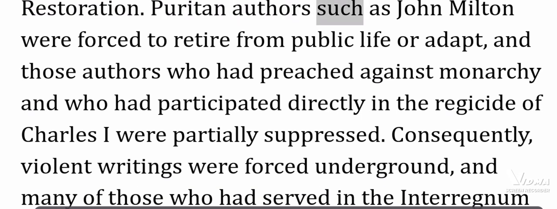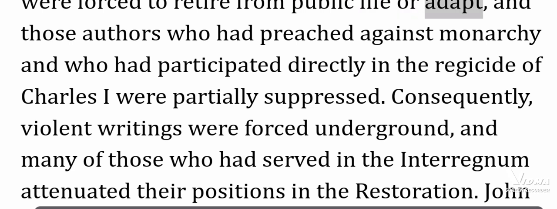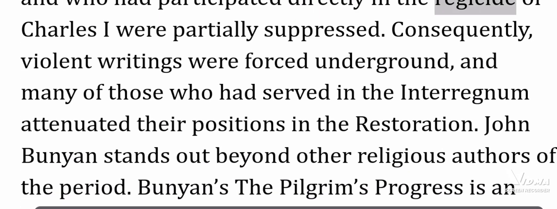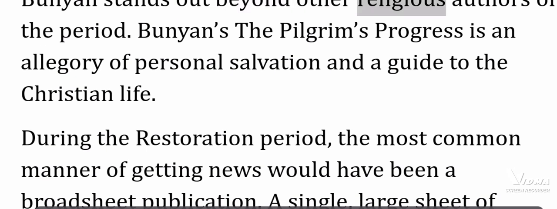Puritan authors such as John Milton were forced to retire from public life or adapt, and those authors who had preached against monarchy and who had participated directly in the regicide of Charles I were partially suppressed. Consequently, violent writings were forced underground, and many of those who had served in the interregnum attenuated their positions in the Restoration. John Bunyan stands out beyond other religious authors of the period.